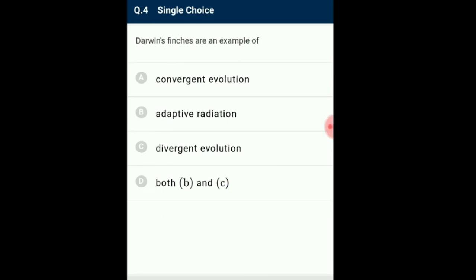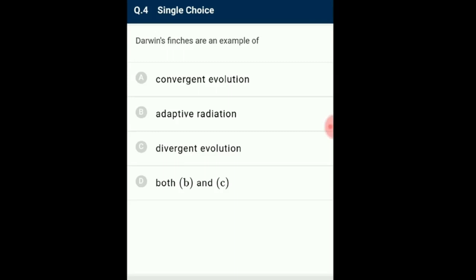Question number 4. Darwin's finches are an example of. Darwin's finches are small birds that were first observed by Darwin at the Galapagos Islands during his voyage in his ship HMS Beagle. Darwin noticed that on all the islands these small finches were very similar except for their diverse beak shapes. This was surprising for him, and so Darwin observed these birds and came to the conclusion that beak shapes were different because of their different feeding habits and habitat.